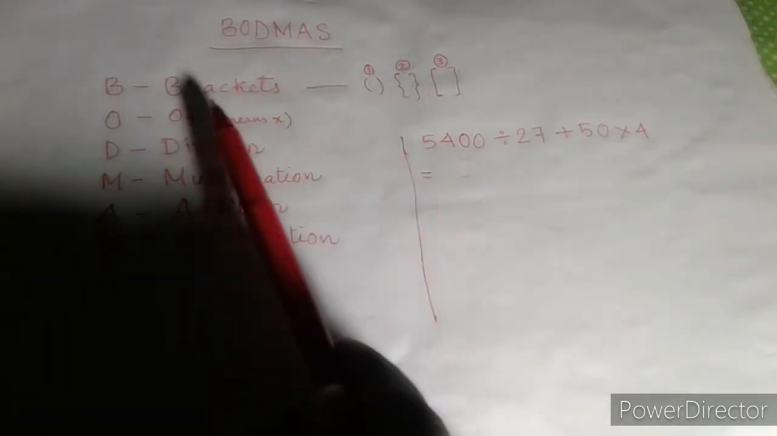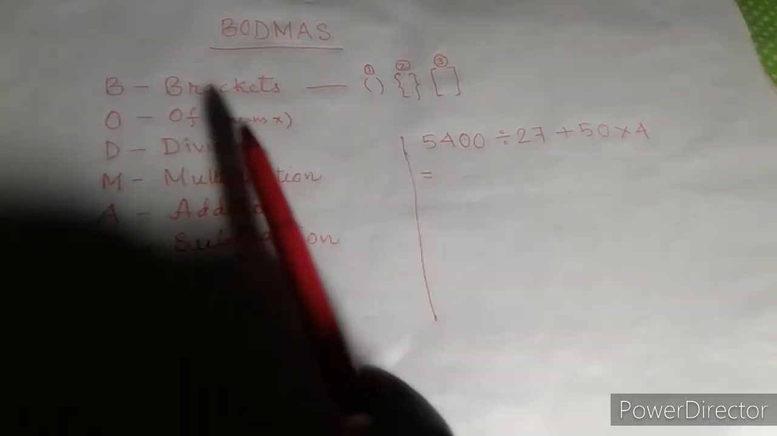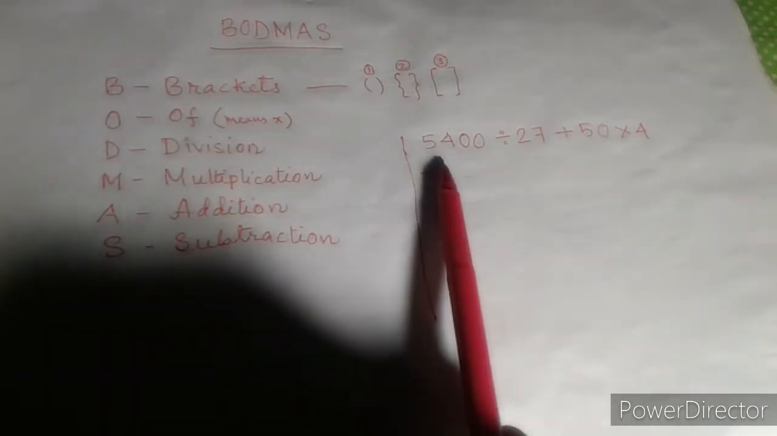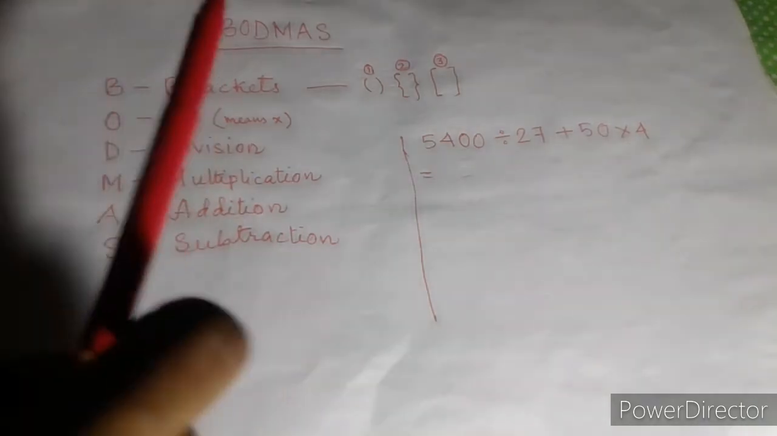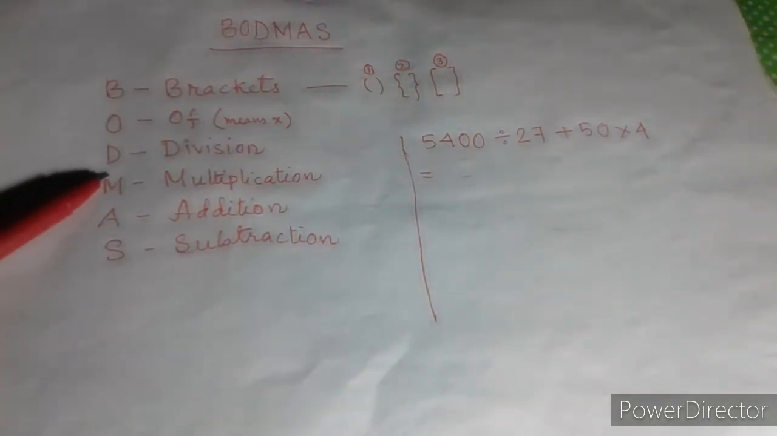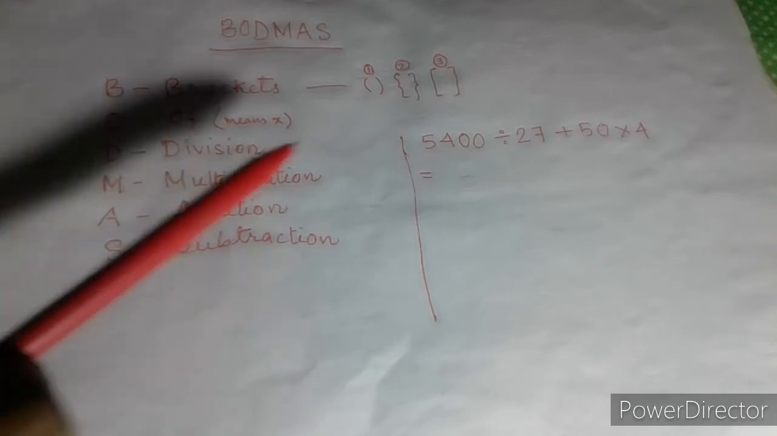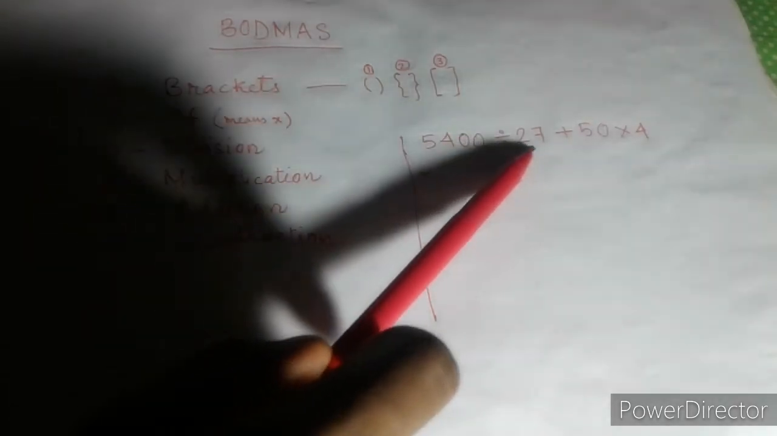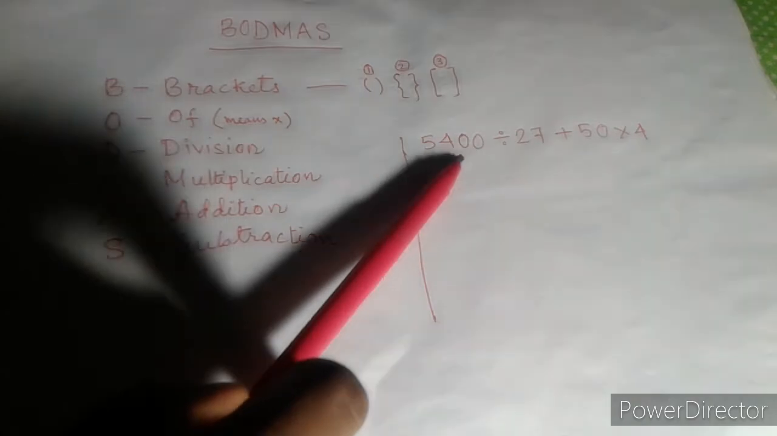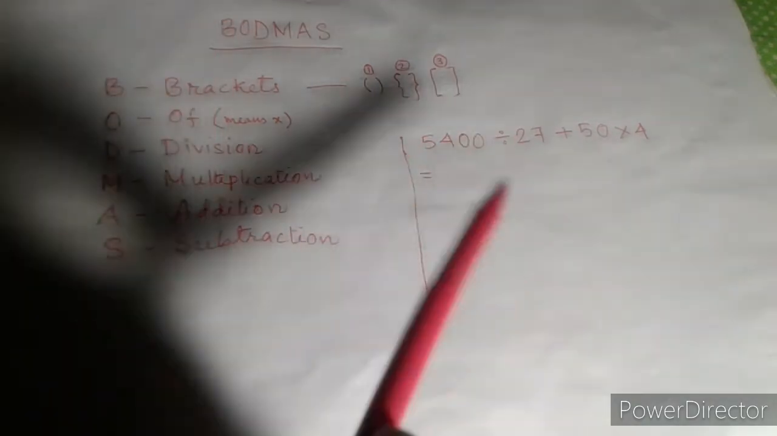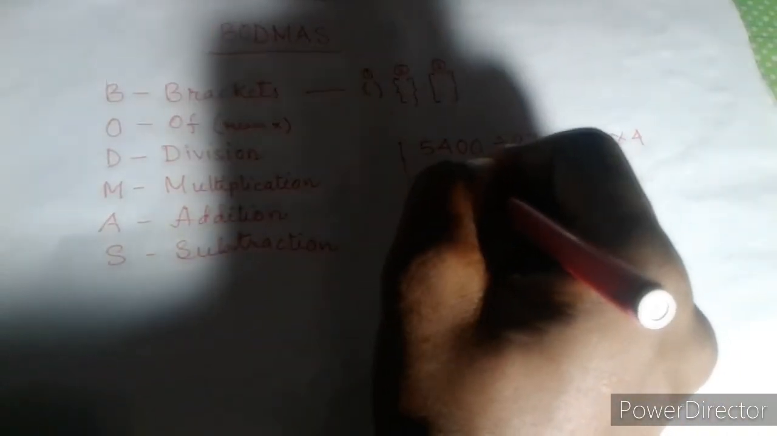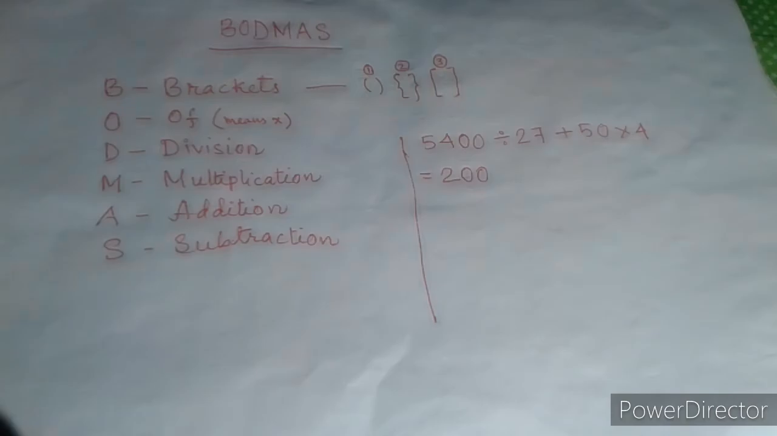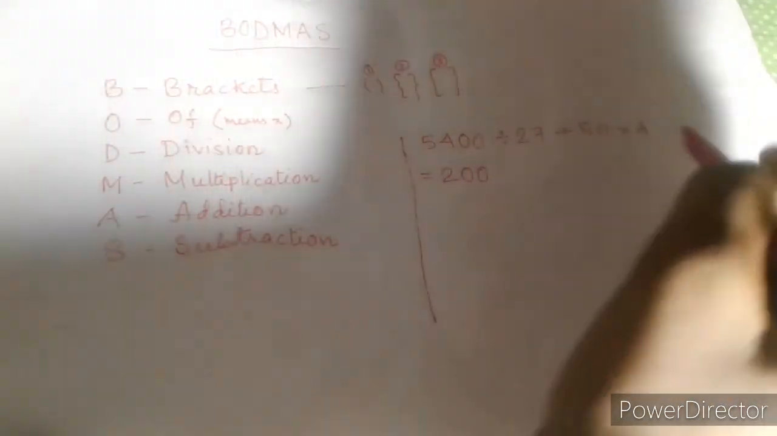of. There is no of, so we will move to the other one, that is division. So the division is between 5400 divided by 27. So we'll solve this. First we'll divide 5400 by 27. So when we divide, we'll get 200. We got here 200 after dividing these two numbers.